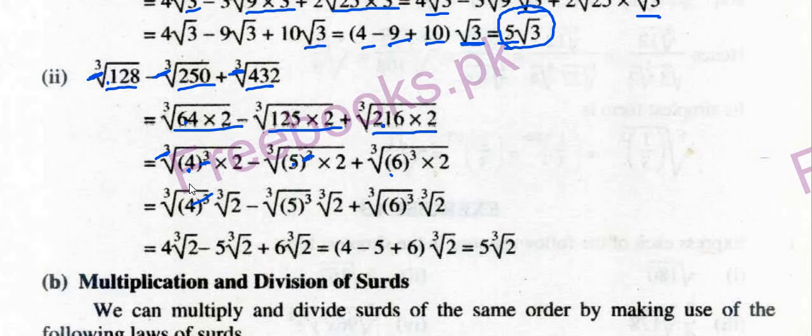When we open this, the cube cancels with the cube root and we get 4. This cancels and we get 5. This cancels and we get 6. Now the cube root of 2 is common to all of these. Take it out and just add and subtract these terms. You will get 5 cube root of 2.